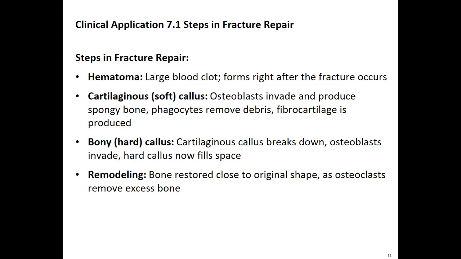And your fibrocartilage is produced in that area. So you have cells that go in and remove the debris out of the way, whereas these osteoblasts will start to invade and produce spongy bone, and that fibrocartilage is produced. So that's the soft callus. Then you have your hard callus.